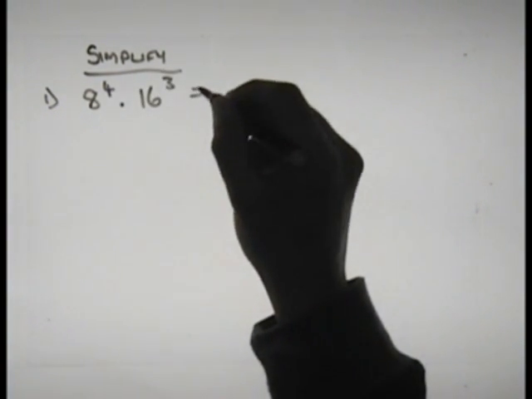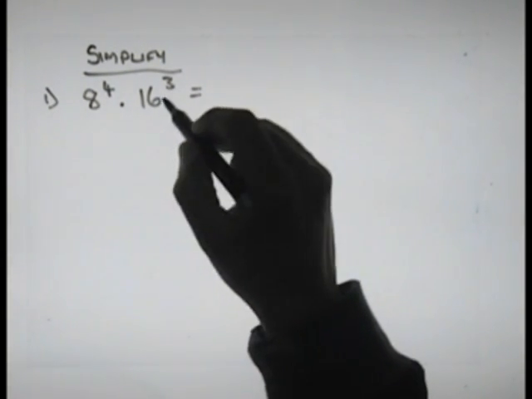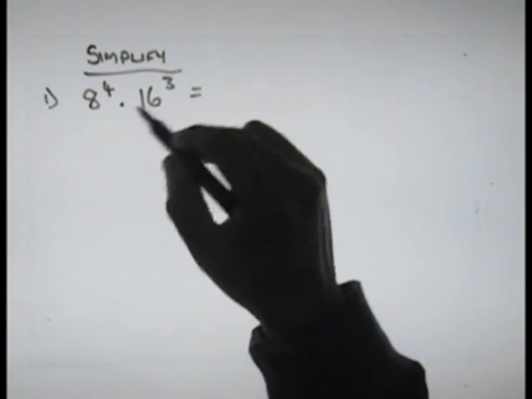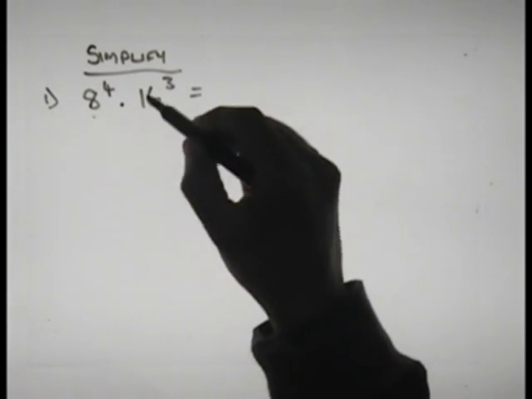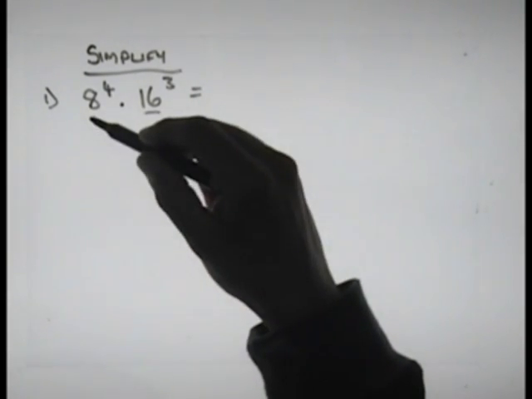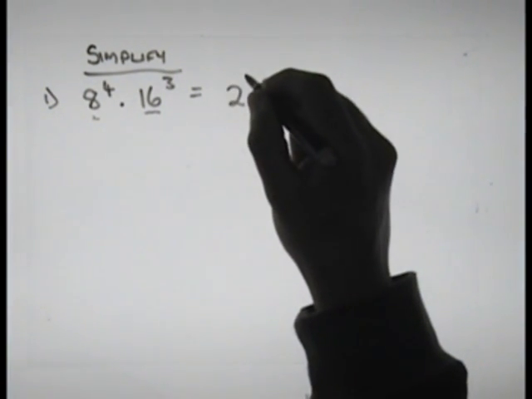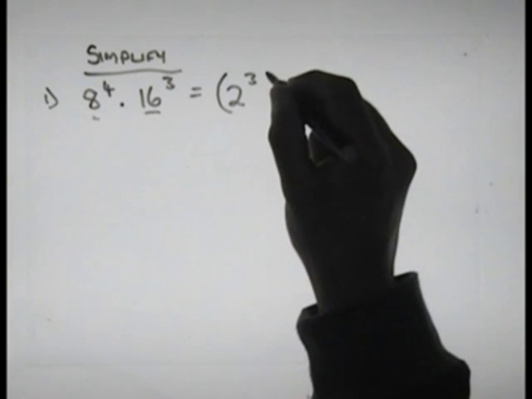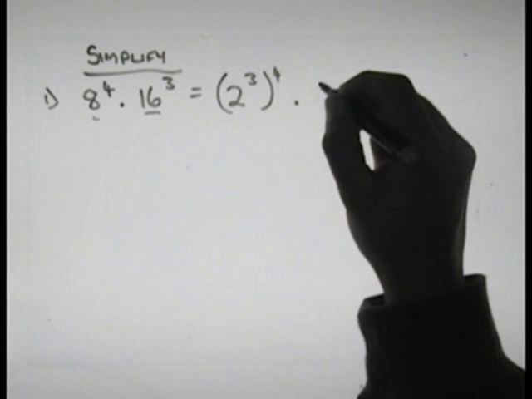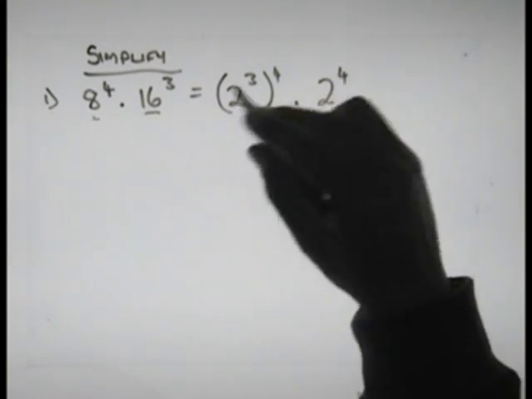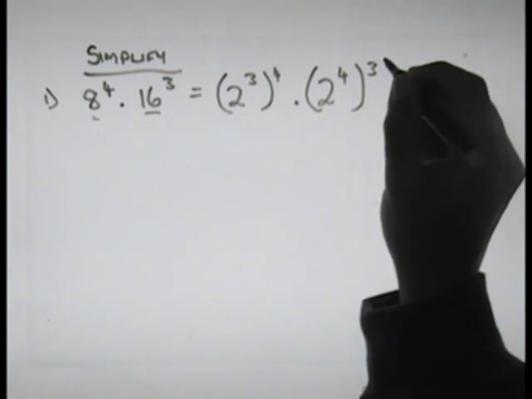Now the first thing I want you to do in any example like this is break it down into its prime numbers. Usually that is the most helpful. Especially in a case like this, notice both of these are going to be broken down into the same prime base. 8 is the same as 2 to the power 3, still to the power 4, multiplied by 2 to the power 4, which is 16, all to the power 3.